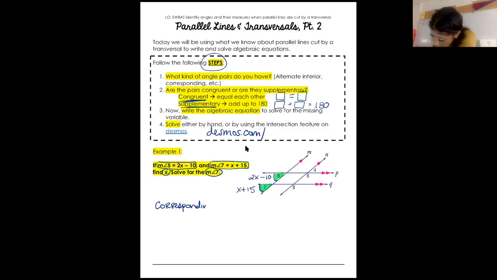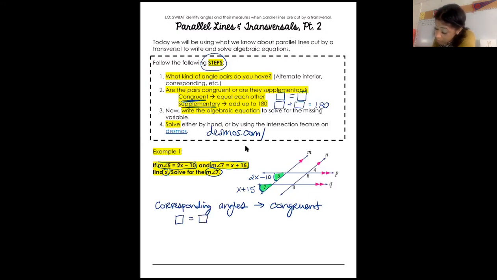And if you look at your notes from last class, corresponding angles are supposed to be what? Congruent or supplementary. These are supposed to be congruent. That means we're using the method where we set them equal to each other, like above. One equals the other.